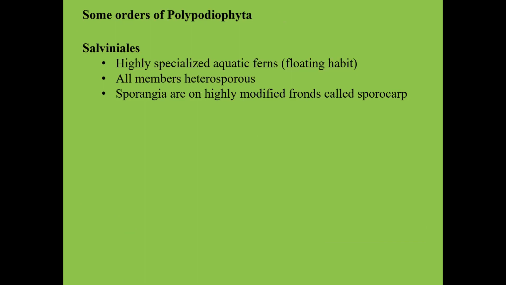Salviniales, also aquatic ferns, also heterosporous, and same deal, sporocarp, right? So what do I want you to know about Salviniales? They're aquatic and they're heterosporous, just like Marsileales. Both have the same thing. Both have sporocarp, everything the same.